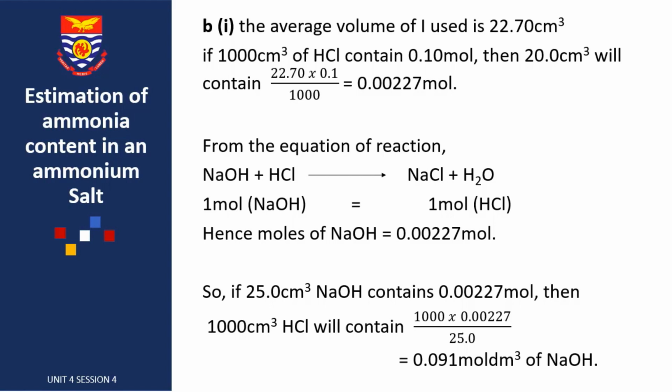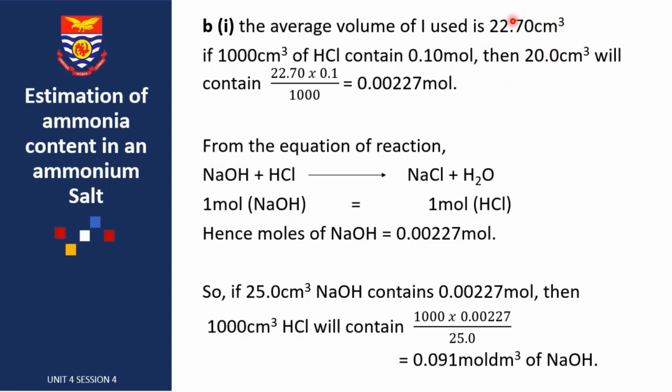So let's see. We are starting with the HCl because that is where we can get enough information. We were given the concentration to be 0.1 molar or mole per dm cubed, and then we were given the average volume of it used to be 22.70. Let's interpret the concentration. If 1000 centimeters cubed contains 0.1, then this 22.70 of that 1000 will contain how many moles? That gives us 0.00227 moles.